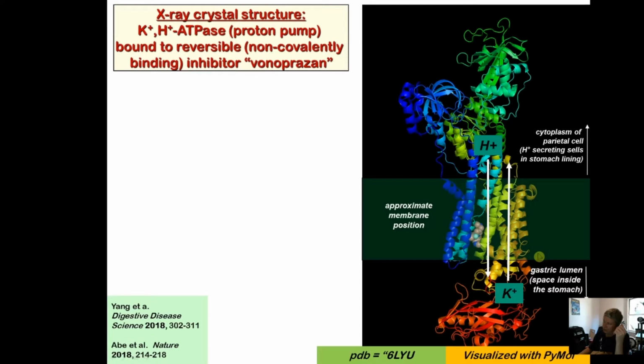What happens is protons are pumped from the parietal cell outward into the gastric space, and potassium is pumped inward. So it's like an antiporter type channel protein. There's the drug sitting right there in the assembly of all the alpha helices. It's called vonoprazan. These are two papers actually.